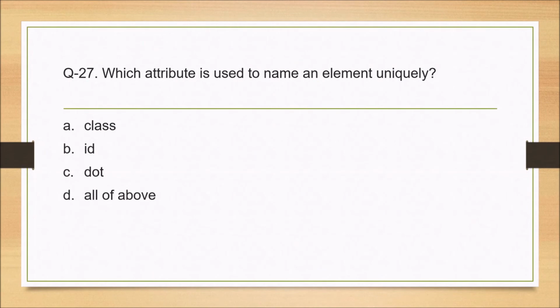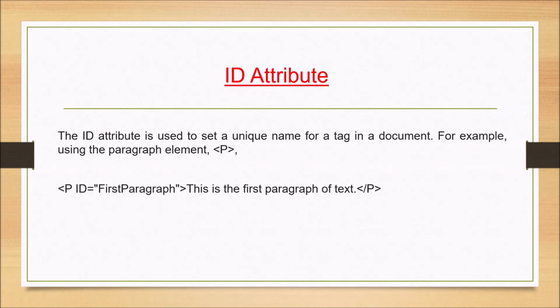Next is which attribute is used to name an element uniquely. And your options are class, ID, dot, and all of the above. And the correct answer is ID. With the help of ID, we can give or set a unique name for a tag in a document. For example, for any particular paragraph, if we want to assign an ID or unique name, we can do so with the help of the ID attribute. And here we are specifying ID equals first paragraph.